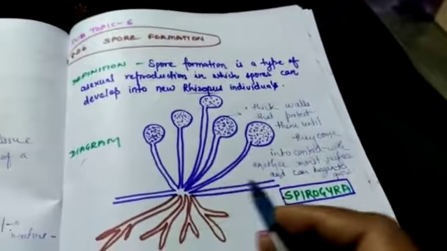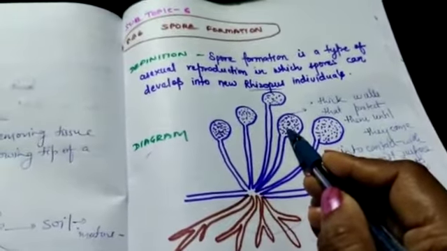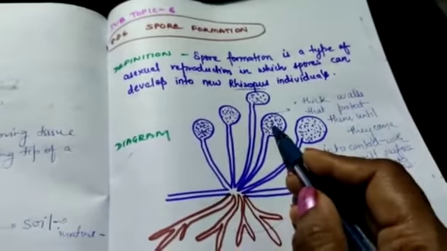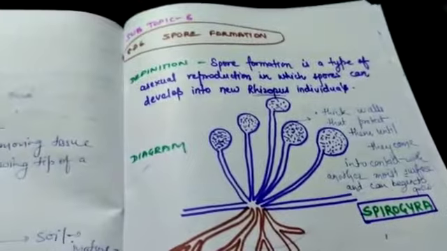So this whole example of Spirogyra. Inside there are spores, right? So spores are for propagation. Through spores we get new individuals. So this is about spore formation.